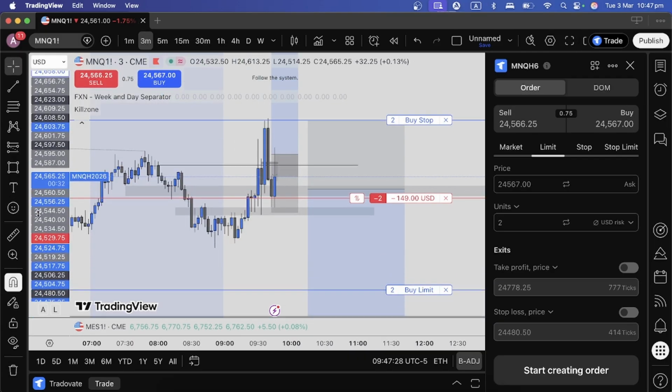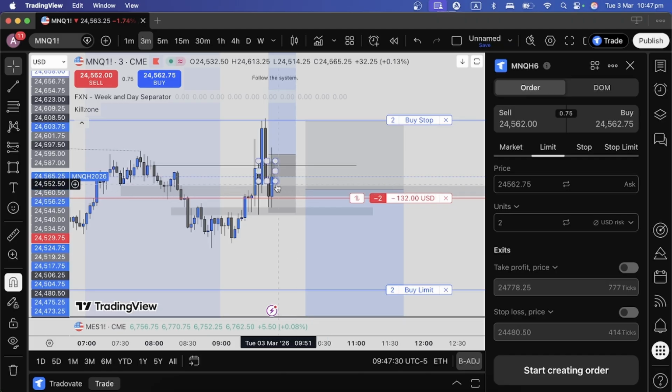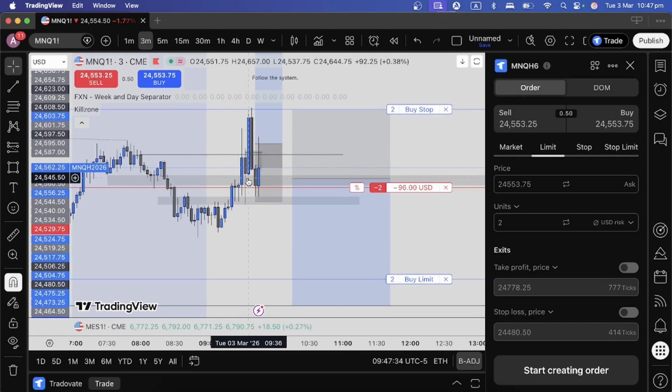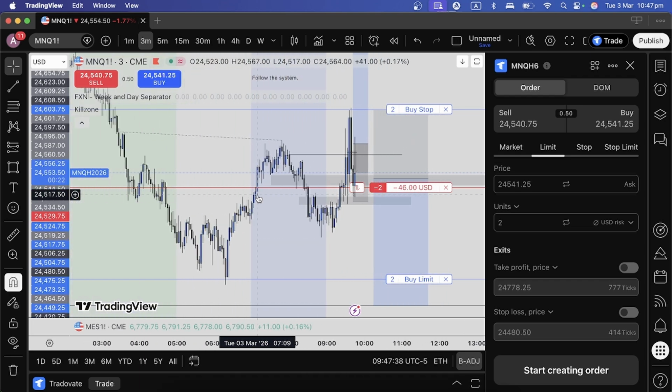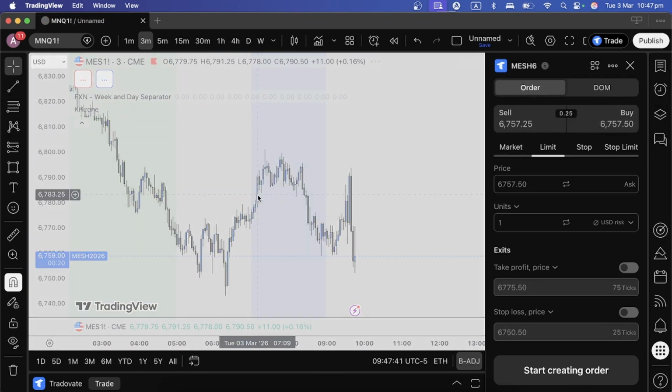There was a model though, because we just had a 3-minute change in the state right here when we closed below that. But still.